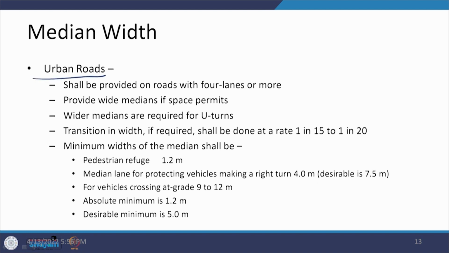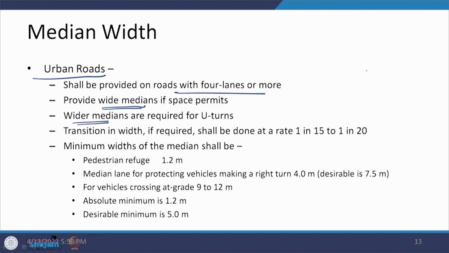Now, in the case of urban roads, we already said that if it is a 2-lane road carriageway, then we are not going to provide a median on that. If it is say a 3-lane system, then obviously you do not have a center and we should not go for a provision of a median. So, what it says is that if the roads are 4 lanes or more, then we should provide a median there. As far as possible, the medians should be wide enough, but it depends on the availability of the land. The wider medians, if provided, can also allow U-turning.